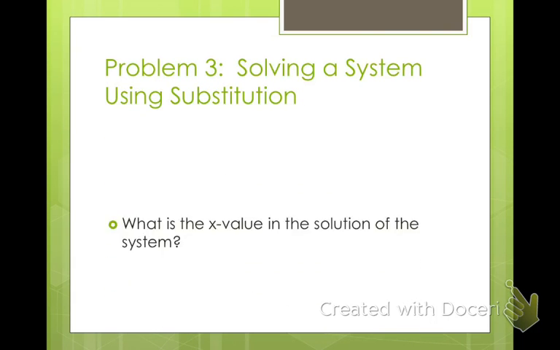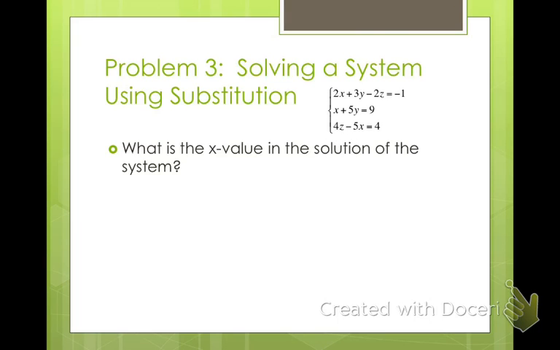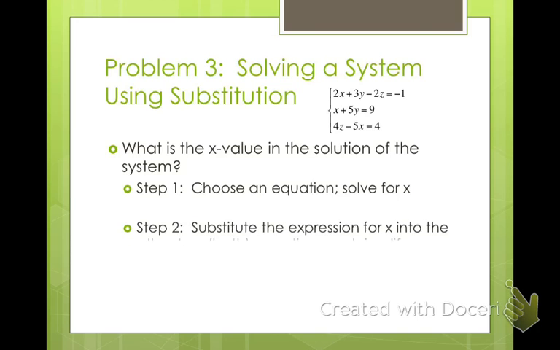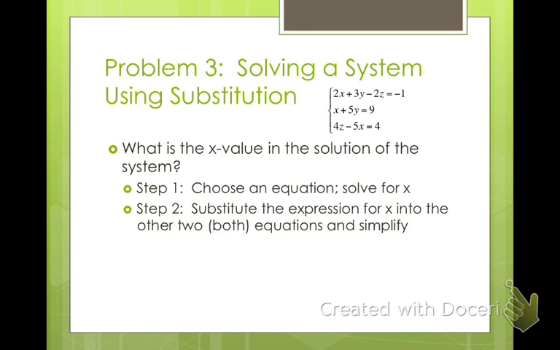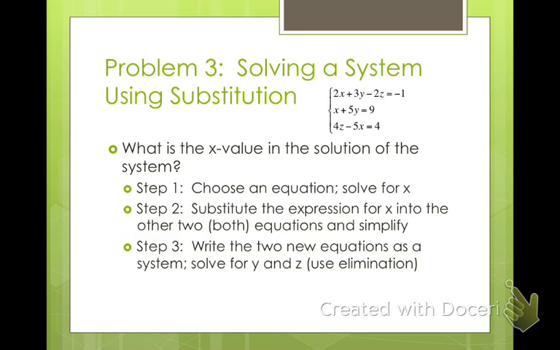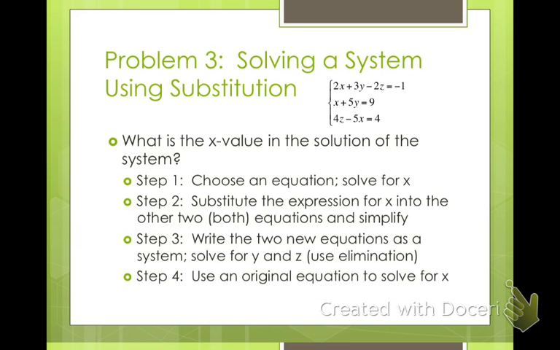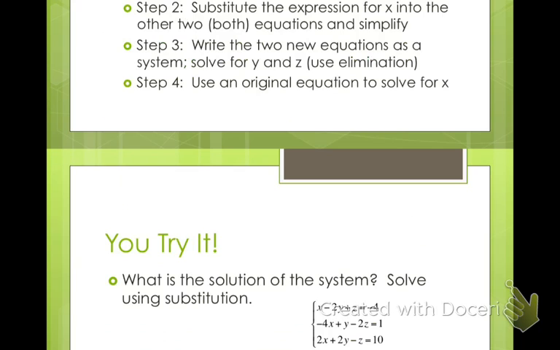You can also use substitution if you have something like this where you have two variables in some equations and three variables in another. You can solve one of them and then plug into the other two. These are the steps. Choose an equation. I would solve for x because there's an x in both the second and the third equation. Then substitute that into both the other two equations, simplify, and then use the two new equations and solve for y and z using elimination. So that's how you would do those. I'm not going to make you do this right now.